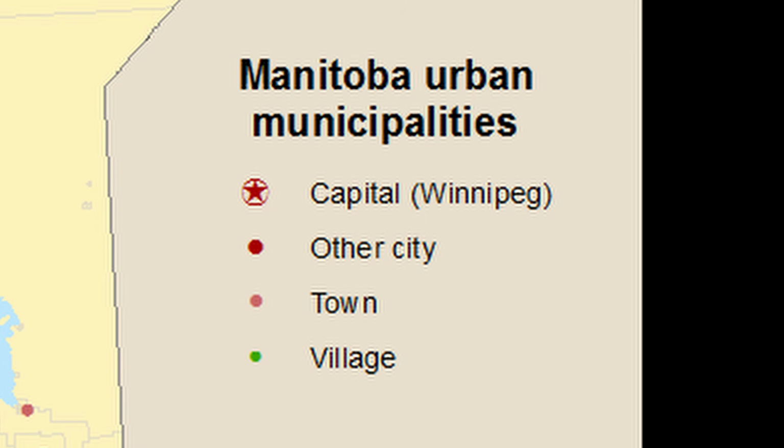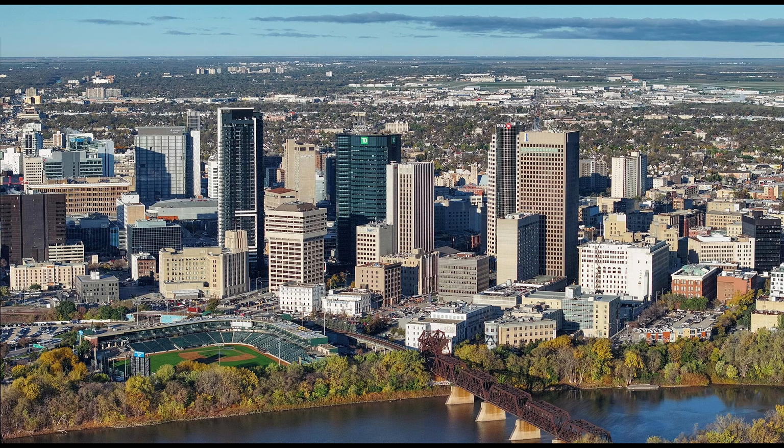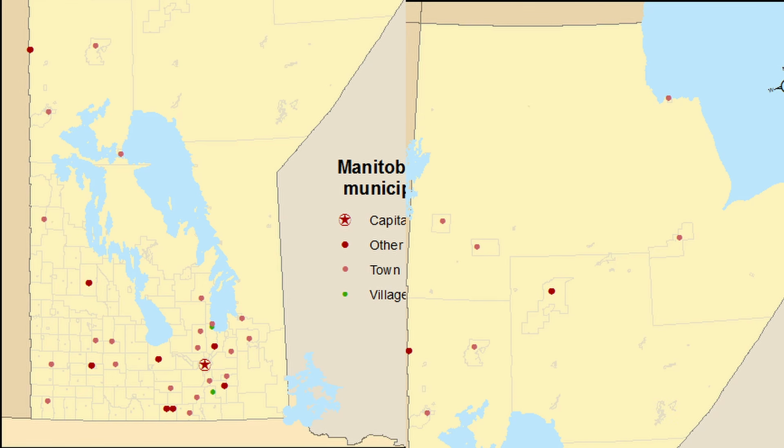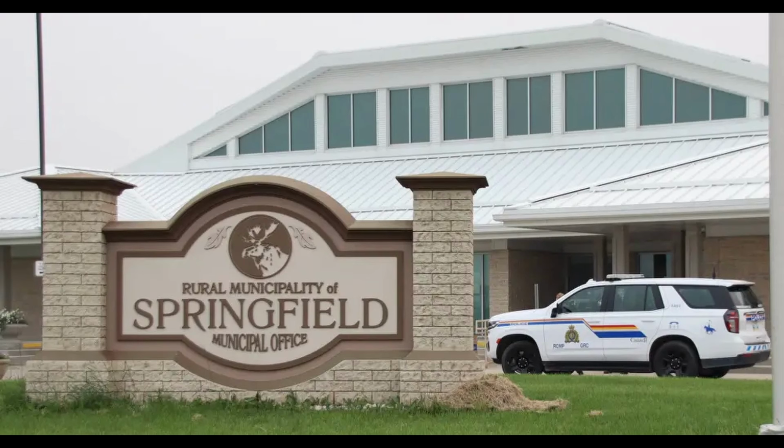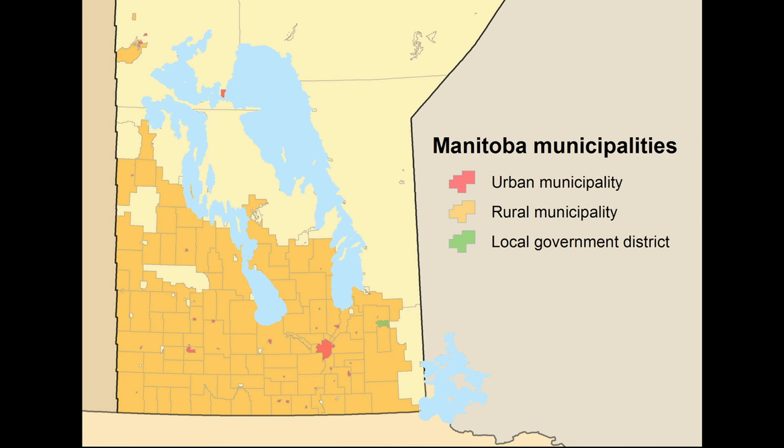There's no difference between the two. Or it can become a city if it has more than 7,500 people. Currently, there are 37 urban municipalities comprising 10 cities, 25 towns, and 2 villages. Rural municipalities also need a population of 1,000 people, but they do not have the density requirements. This obviously makes them more rural and sparse than urban municipalities, and there are currently 98 rural municipalities, all in the southern half of the province.